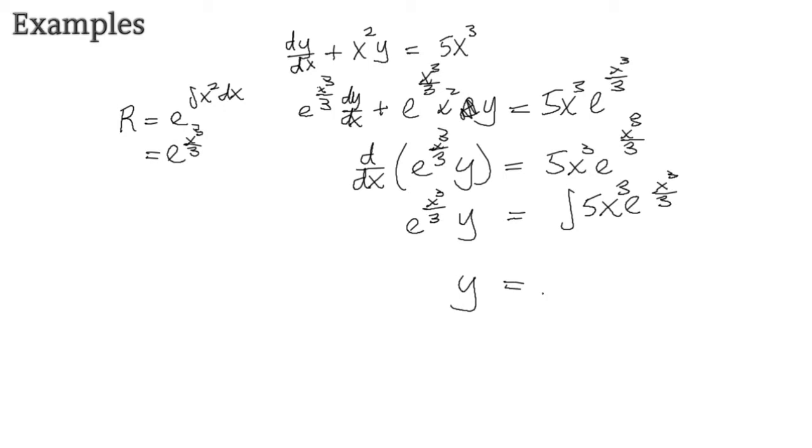So we have e to the minus x cubed on 3 multiplied by the integral of 5x cubed e to the x cubed on 3 dx. Make sure you have the dx, by the way. So that would be the solution, which is unbound.